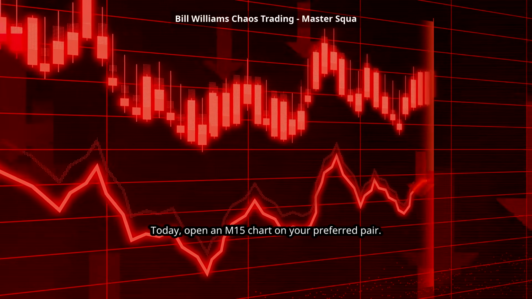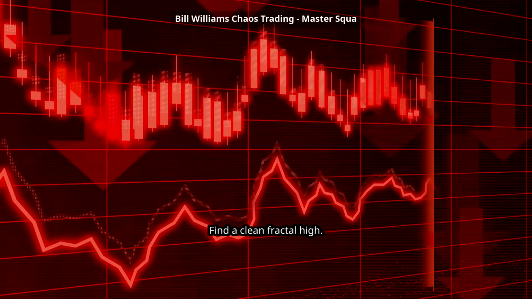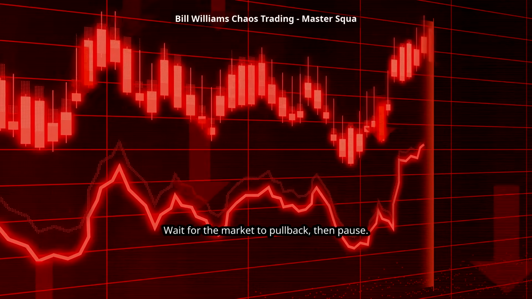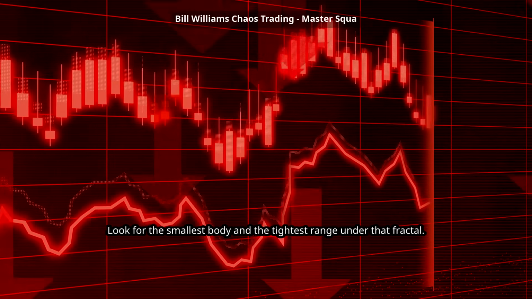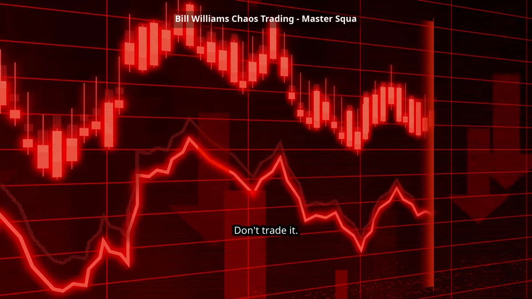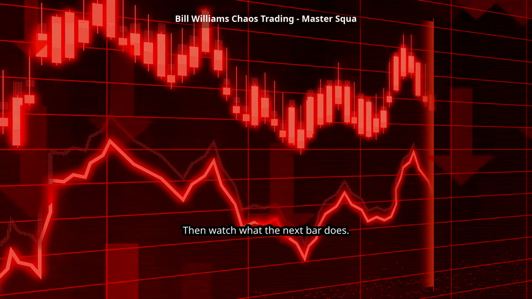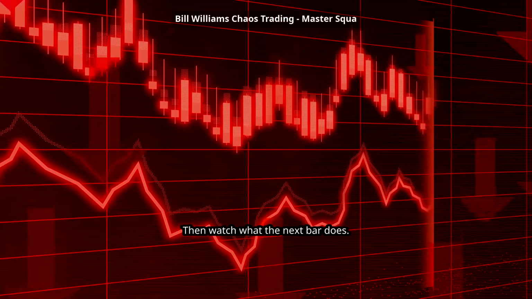Today, open an M15 chart on your preferred pair. Find a clean fractal high. Wait for the market to pull back, then pause. Look for the smallest body and the tightest range under that fractal. Don't trade it. Just mark it with a line. Then watch what the next bar does.